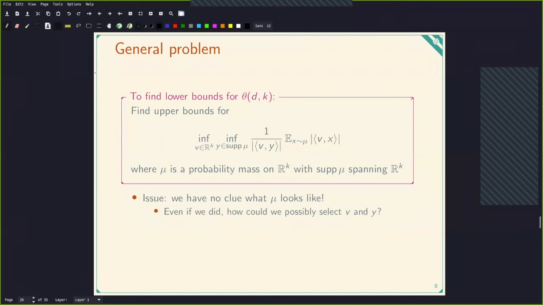So there are a couple issues. We don't have any clue what this measure mu looks like. All we know is its support spans R^k, but that's really not much. Take any measure and jiggle it a little bit and it'll span R^k. But even if we did know what it looks like, how could we possibly select this v and this y?